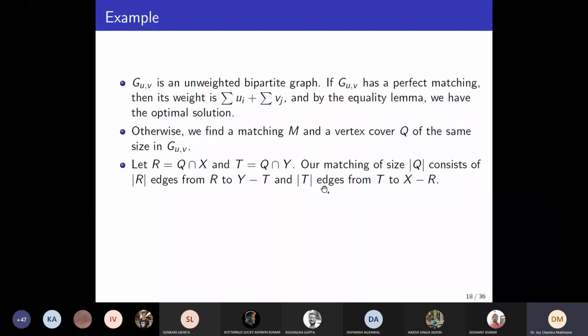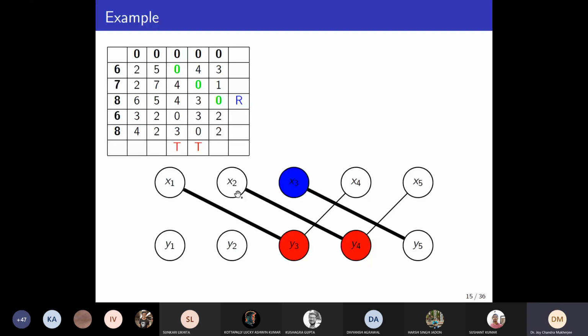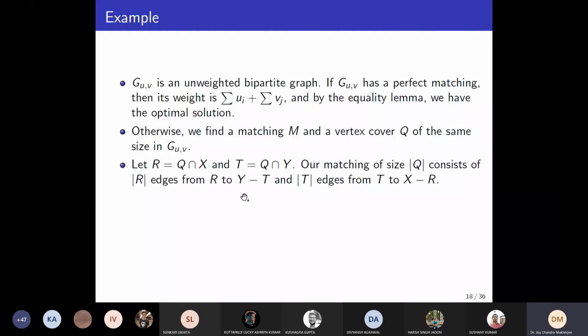So our matching of size mod q consists of r edges from r to y minus t, and t edges from t to x minus r. Okay, so the matching is r edges, r means x3 has only one edge here, x3 to x5 y5, or t edges, that means there are two edges, mod t edges, y3 to x1 and y4 to x2, mod t edges from t to x minus r.